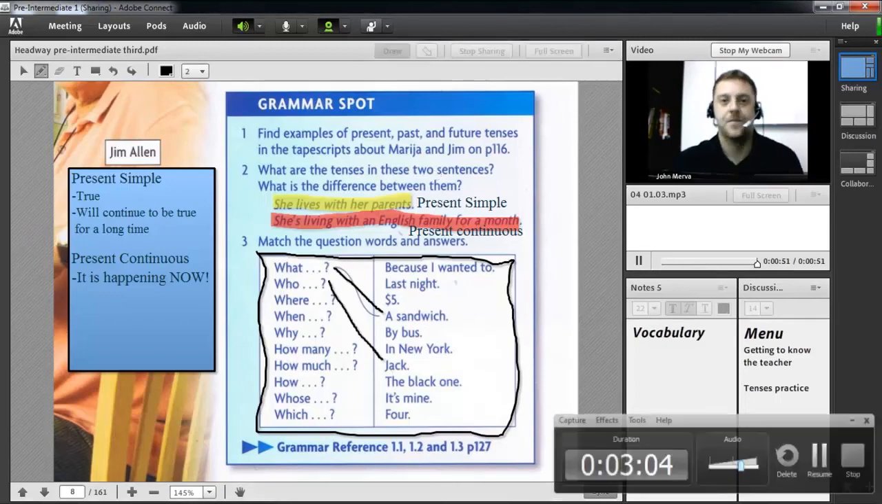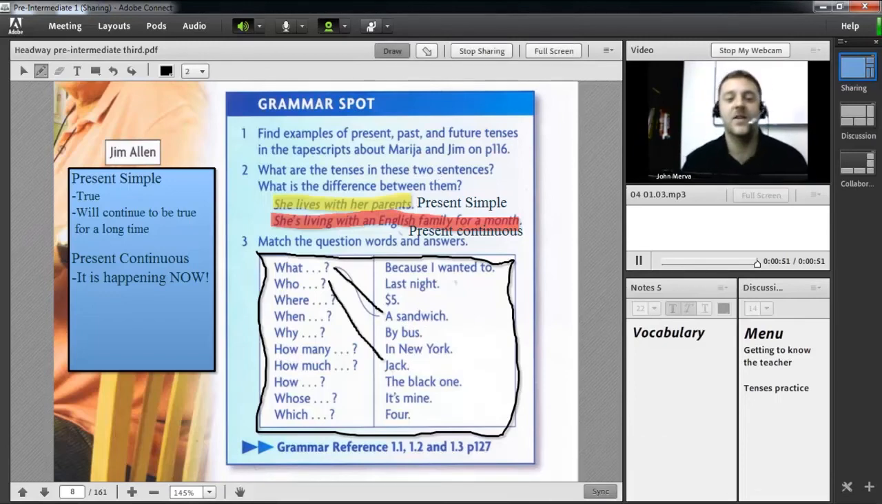Jack. Once again, working together please with your partner, I would like you to just take a few moments and match the question words on the left side with the answers on the right side. What with a sandwich, who goes with Jack. Please now look at where, when, why, how many, how much, how, whose, and which.